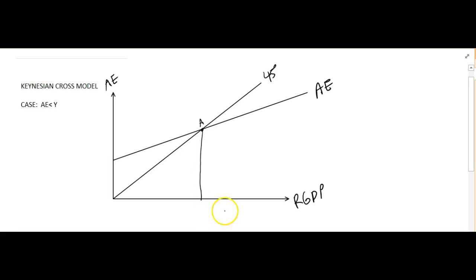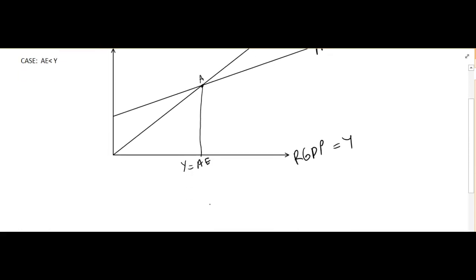This point A is where aggregate expenditure is equal to real GDP. That is our equilibrium condition in the Keynesian Cross Model, when actual spending is equal to planned aggregate expenditure. So if we are to the left of the equilibrium point, aggregate expenditure is higher than real GDP.